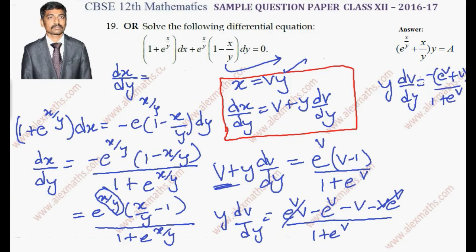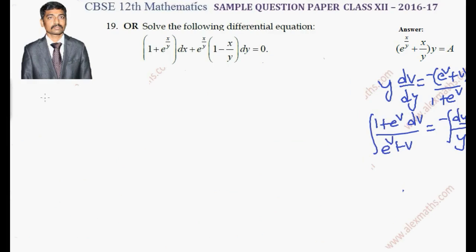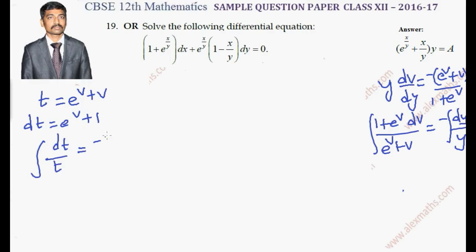Now I have to do the variable separable method. So I'll carry 1 plus e power v to this side, into dv is there, and the numerator on the other side will become e power v plus v here, and the minus I will keep on the right side itself, into dy by y. Now I have to put the integral sign on both the sides. On the left hand side, if I take the substitution t equal to the denominator e power v plus v, then dt will be e power v plus 1, which is in the numerator. So this will become integral dt by t equal to minus integral dy by y.